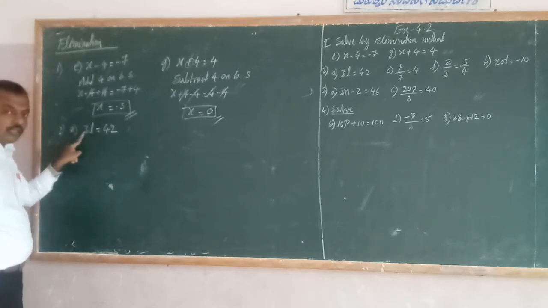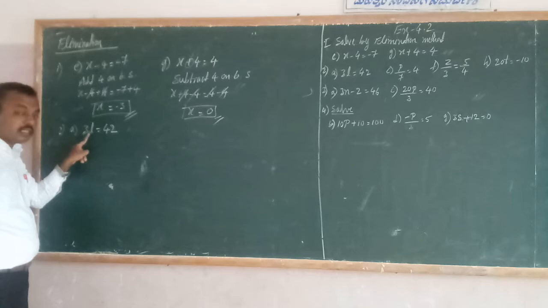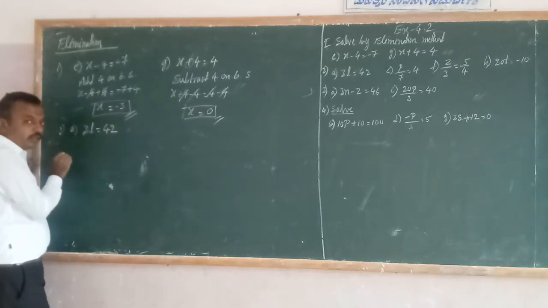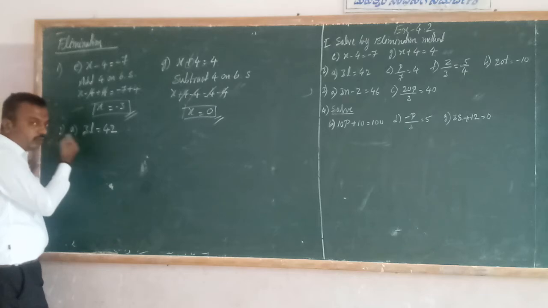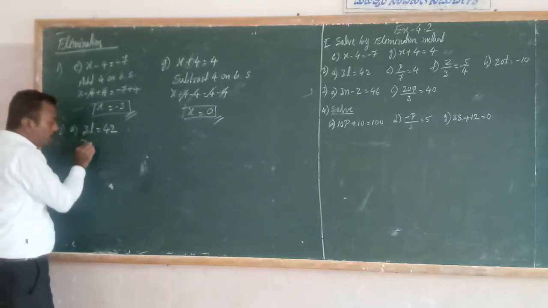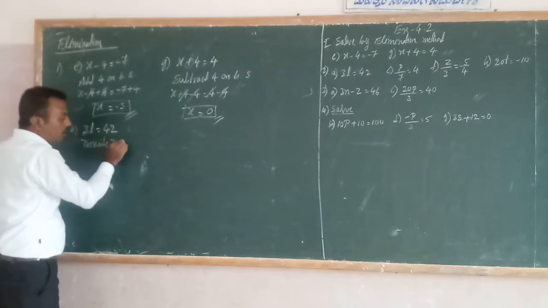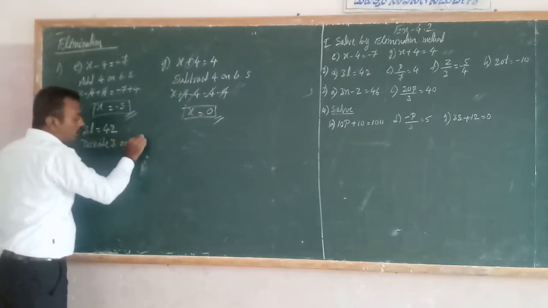But 3 is the constant term. Between 3 and L, which sign is there? Very good, into. So that's why we have to do divide. If you want to remove the into, we have to do divide. So which number do you have to divide? 3. Divide by 3 on both sides.